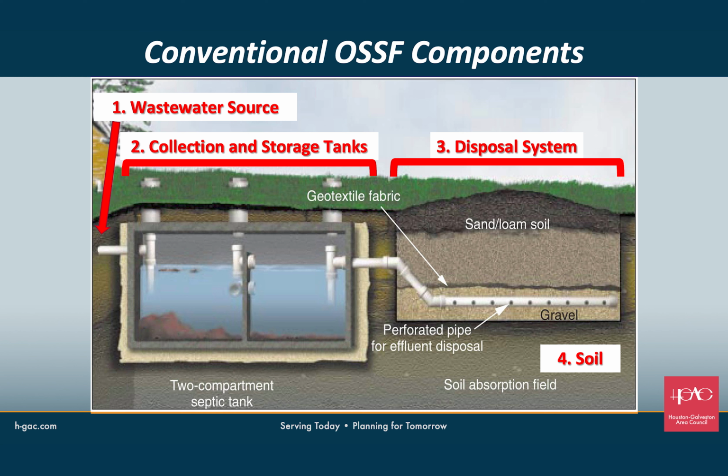The wastewater source, which is the sewage pipe from the building or dwelling into the system. The collection and storage tanks, which is typically 2 compartments made from concrete, plastic, or fiberglass with access ports above ground. The disposal system, which in the case of a conventional OSSF is a drain field. And the soil, which in a conventional system is where the final wastewater treatment occurs.